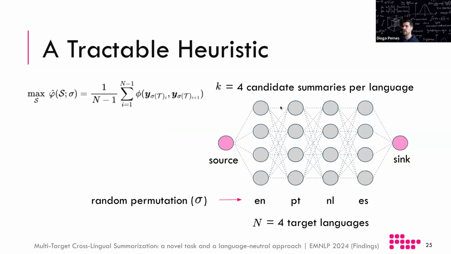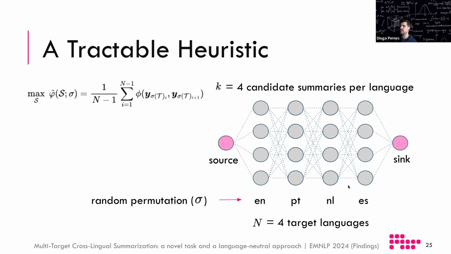So for instance, suppose that you want to produce a summary in 4 different languages, in this example, English, Portuguese, Dutch, and Spanish. The order of the languages is completely arbitrary, so you just define some random permutation of the languages. In this case, English is the first, then Portuguese, then Dutch, then Spanish, and so on. And then you can build this graph where you have a dummy source node and a dummy sink node.